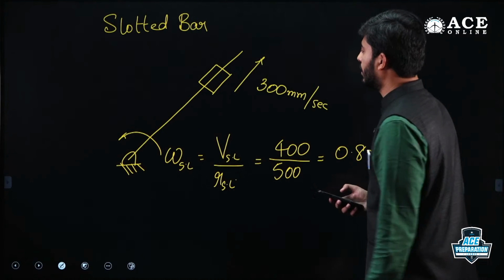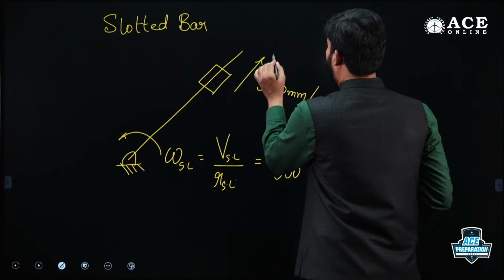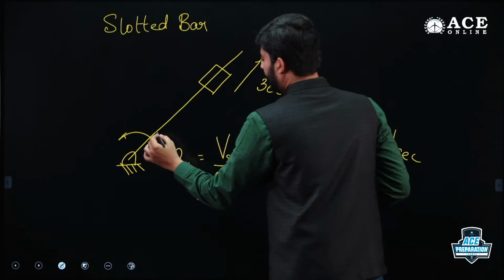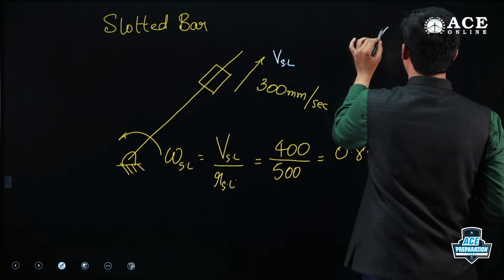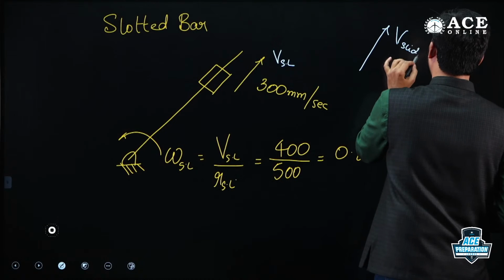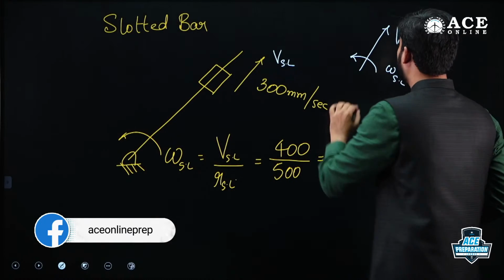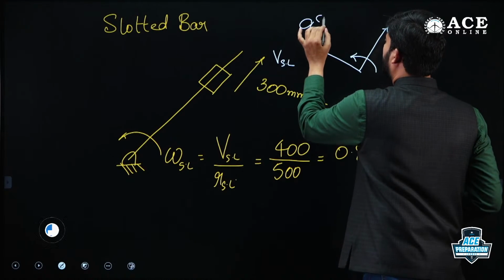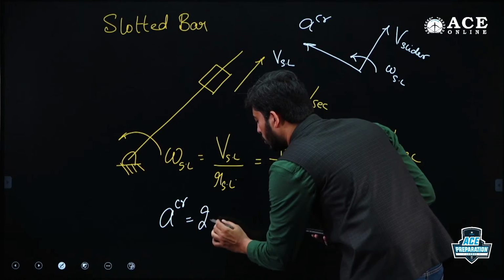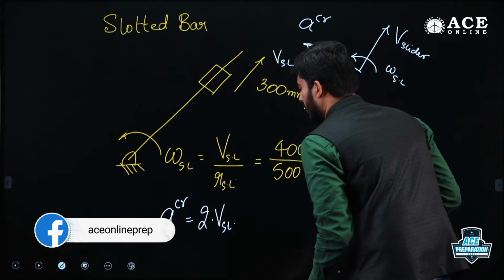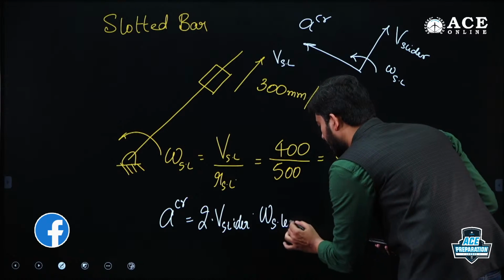Now, to get the Coriolis component of acceleration, you have to rotate V slider in the direction of omega slotted lever by 90 degrees. This is the A Coriolis. Mathematically it is given by 2 into V slider into omega of slotted lever.